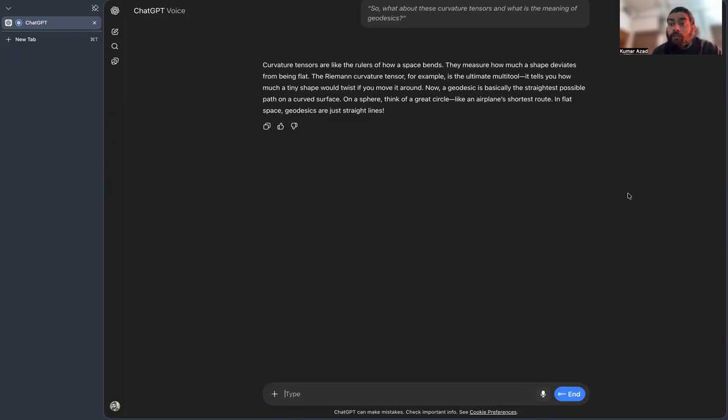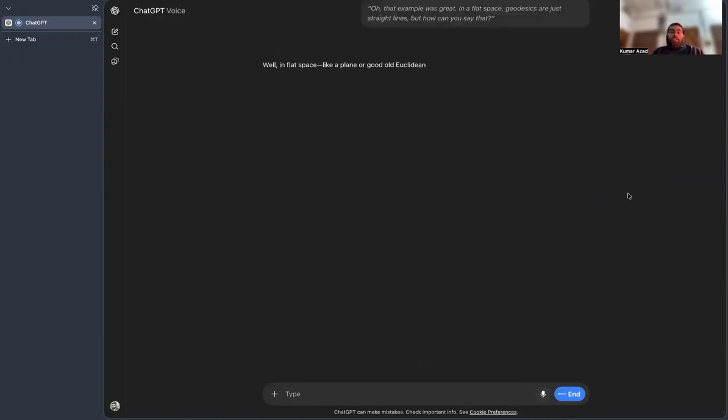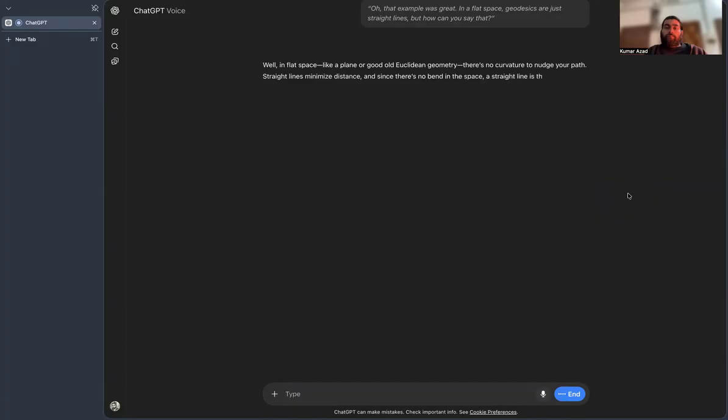But how can you say that? Well, in flat space, like a plane or good old Euclidean geometry, there's no curvature to nudge your path. Straight lines minimize distance, and since there's no bend in the space, a straight line is the most direct path between 2 points. It's just the definition of straight when there's no curvature around to complicate things.